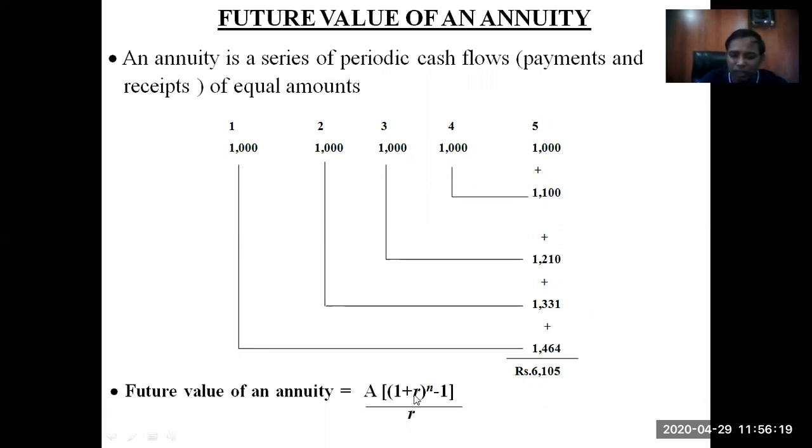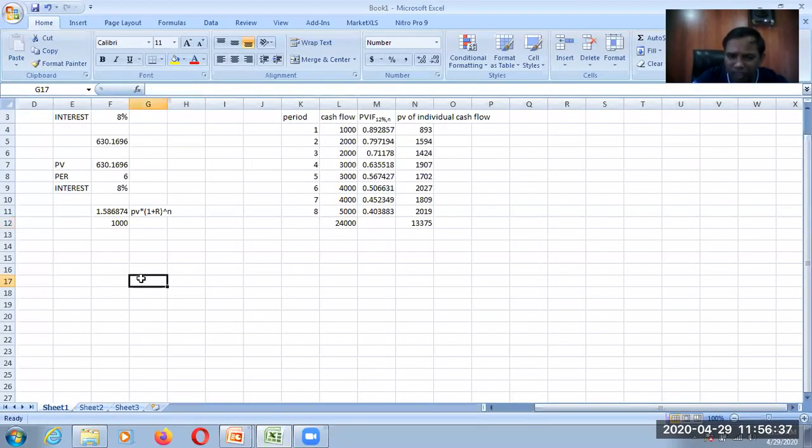And the formula is 1 plus r raised to n minus 1 divided by r. I am talking about up to this. Why? Because this is the interest factor. Multiplying with the annuity, it becomes future value of an annuity. So it is simply known as future value interest annuity factor.